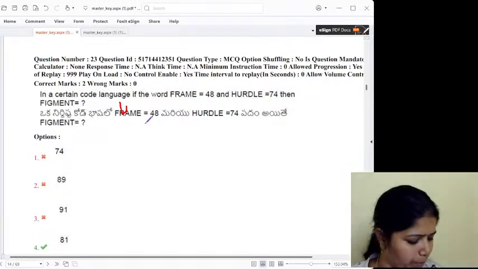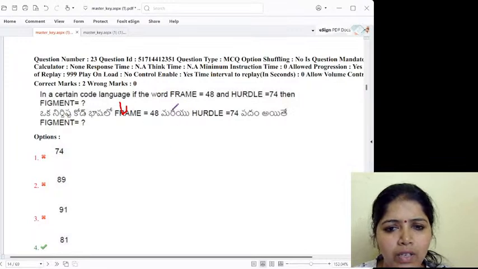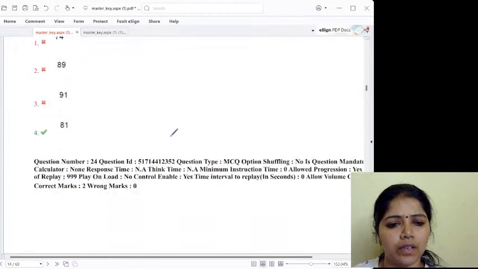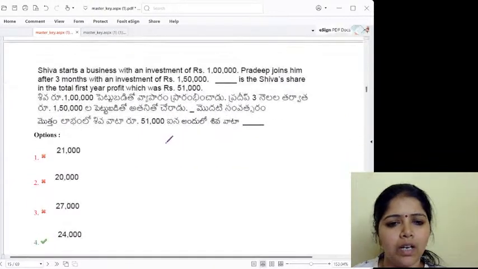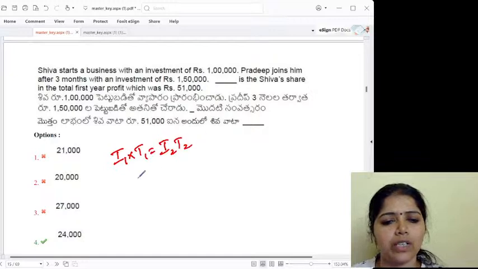This one also, no problem. Yes. It's very easy actually. And this problem is also easy. Just a simple formula: investor times time is equal to second investor's investment and time.